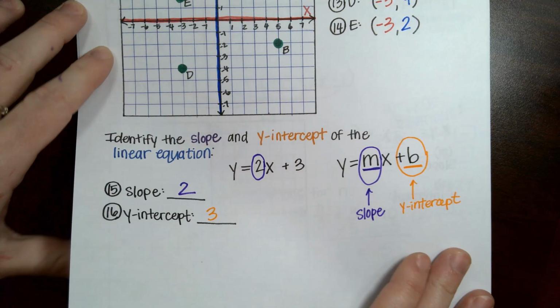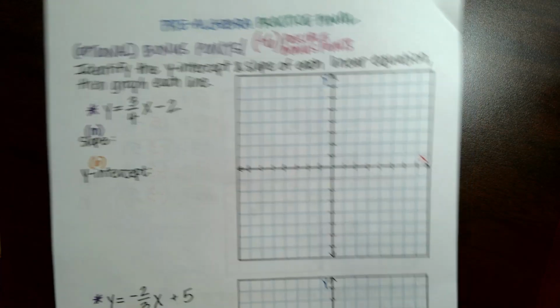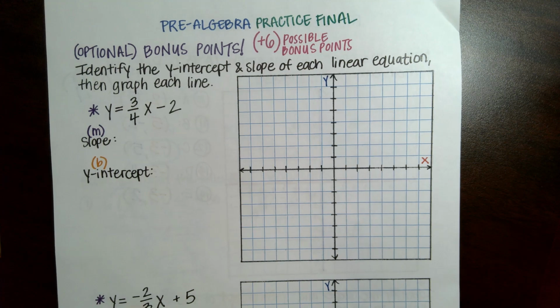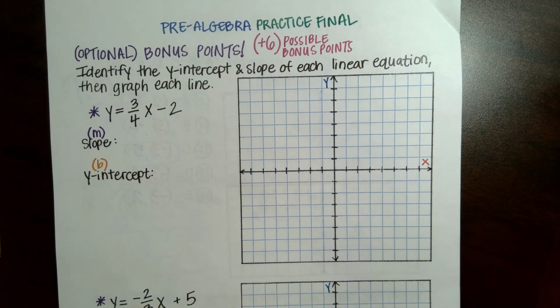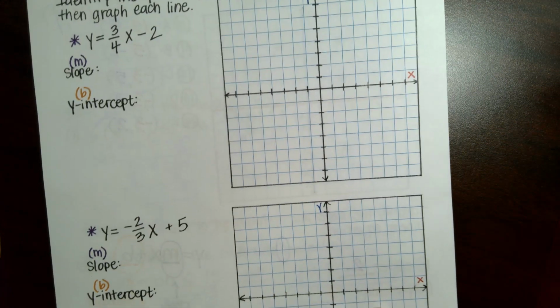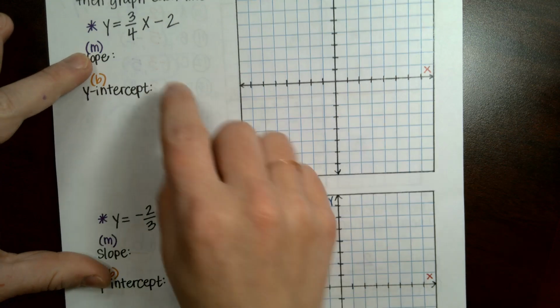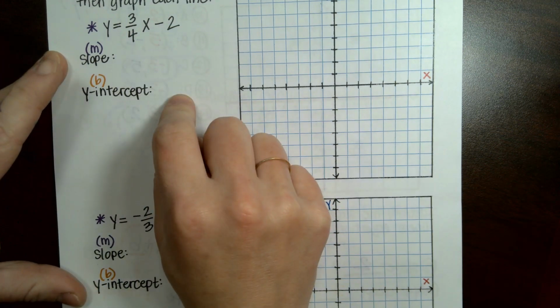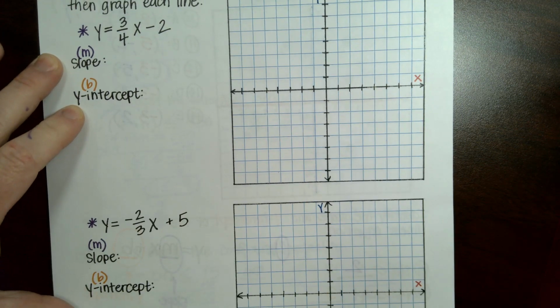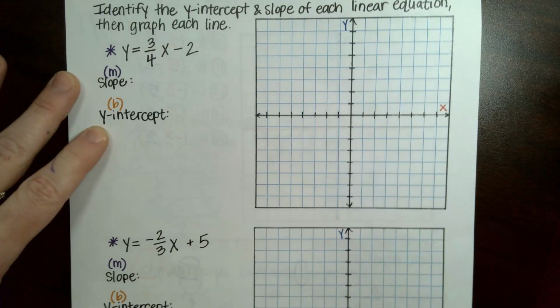Okay, let's move on to page 4. These are our bonus questions. You can earn up to 6 bonus points here. So you guys already are basically being given 4 free bonus points, because 4 of the bonus points are for telling me what the slope is and the y-intercept is. You just did that on the last page. So why don't we go through and do that real quick.